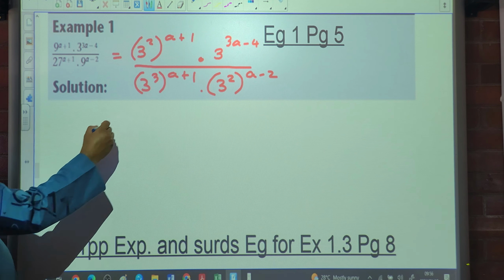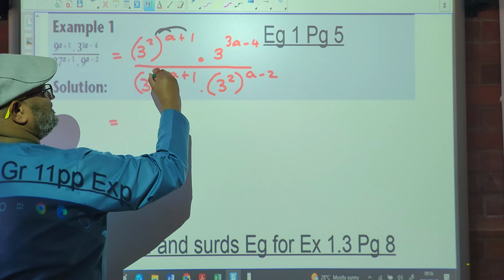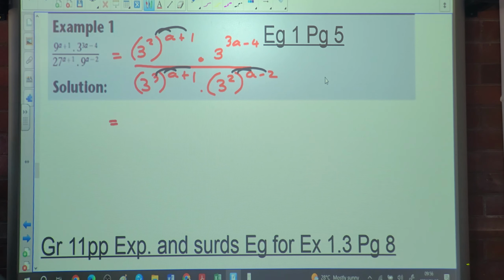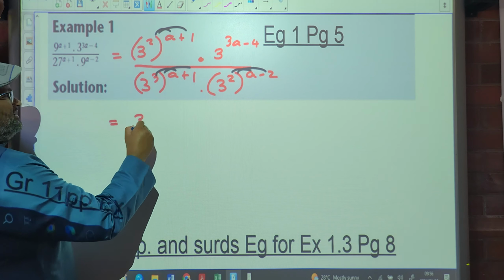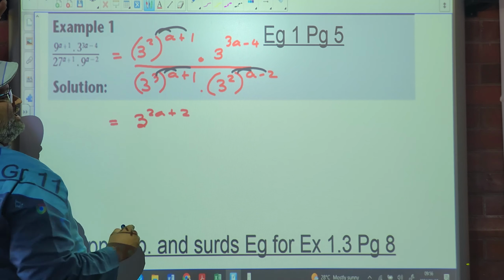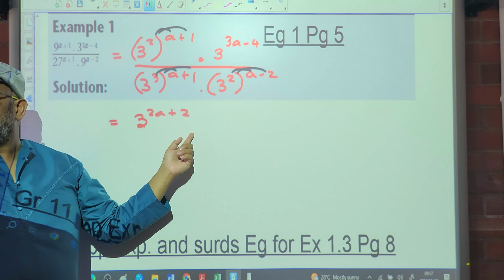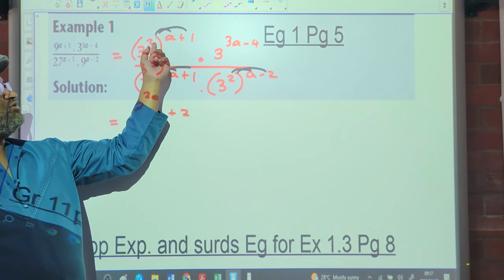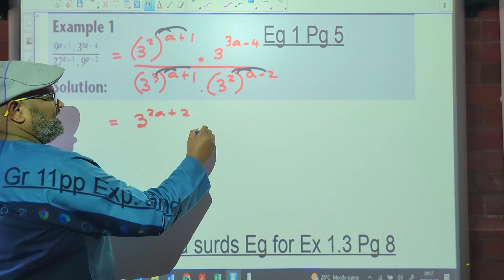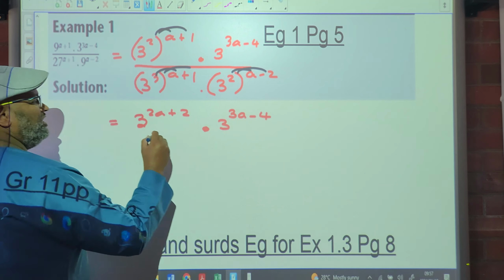So what do I do now? The exponents here, the brackets, sorry, the multiplying exponents. That will simply be 3 to the 2a plus 2. Now many times learners write a 1 here. Watch out for that, okay? Remember that the 2 must be multiplied with the a and with the 1. Times 3 to the 3a minus 4.